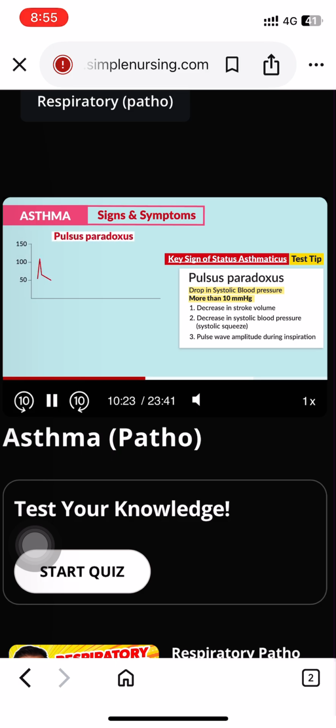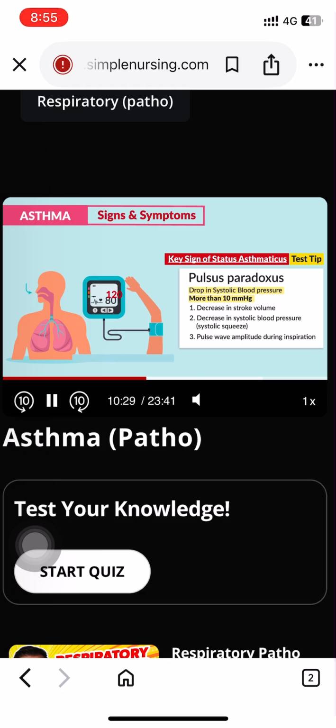And finally, number 3 is pulse wave amplitude during inspiration. As you know, during normal breathing, there is a fall in pressure less than 10 millimeters of mercury. Now, this is natural and to be expected. But once again, when the drop is more than 10, then this is referred to as pulsus paradoxus. So be sure to write that number down, a drop in systolic blood pressure more than 10.